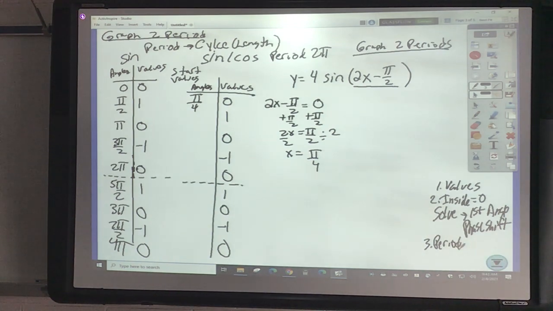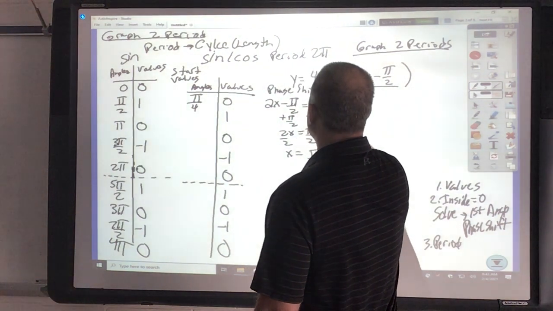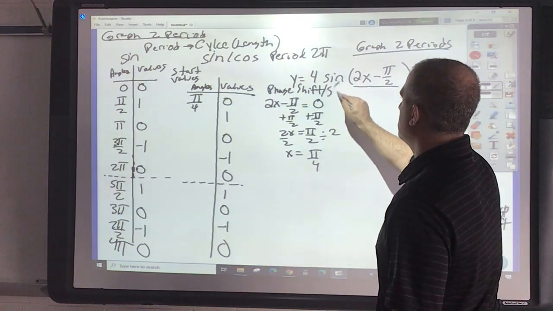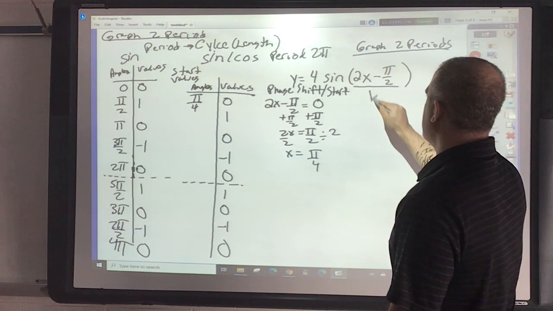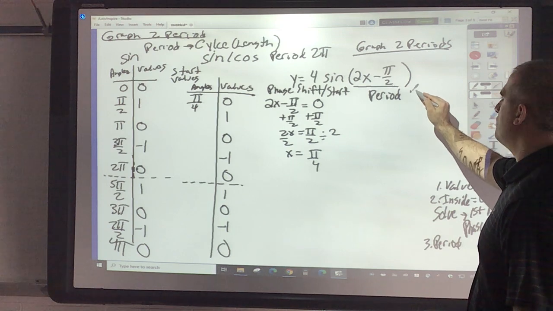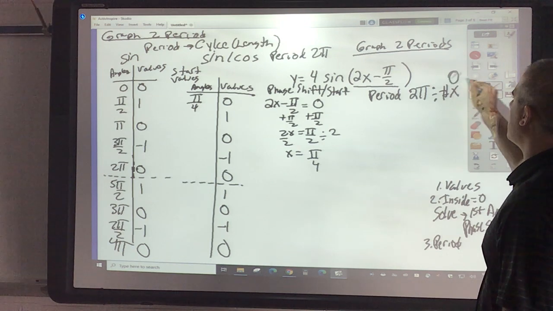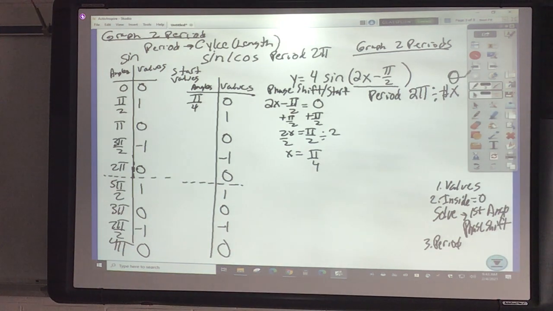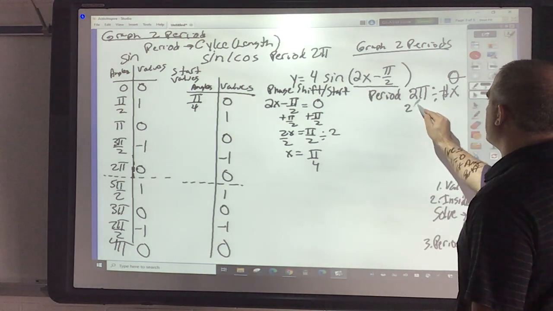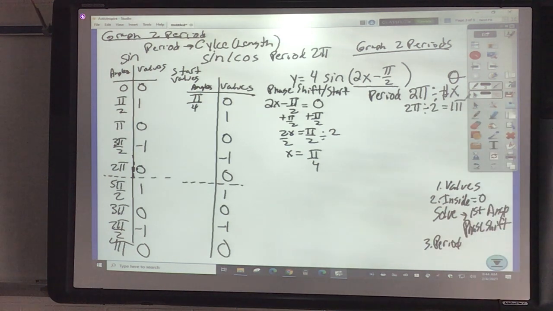How do we find the period? This is how we get the phase shift, and we get the starting angle. To get the period, I take 2 pi and divide it by the number that's in front of x. Sometimes they'll say theta, depends on the graph. In this case, I've got a 2, so my period would be 2 pi divided by 2, which would be 1 pi. That's your period.